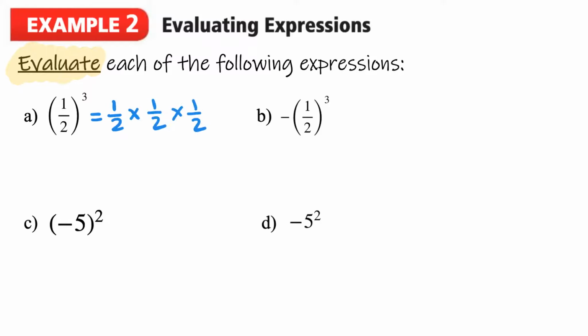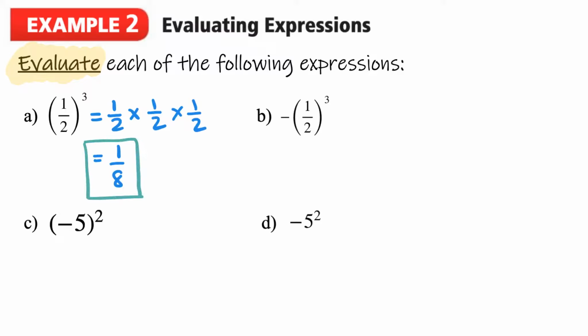Now remember, when we're multiplying fractions, it's the easiest, so we just multiply across the top and we multiply across the bottom. So we know that 1 times 1 times 1 is going to be just 1, and 2 times 2 times 2 is going to be 8. So we're actually going to get an answer for this question, so our answer is going to be 1 over 8.